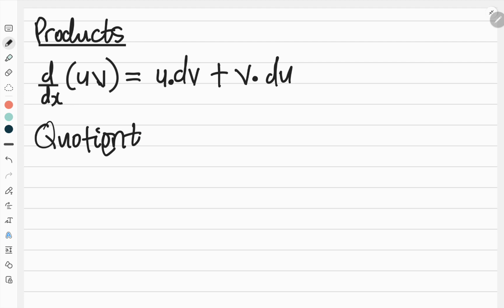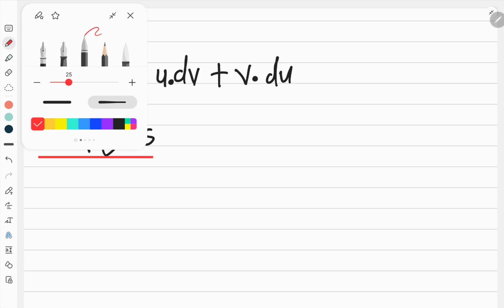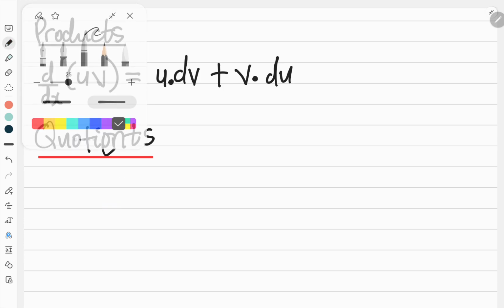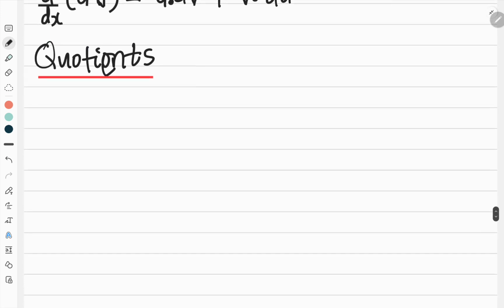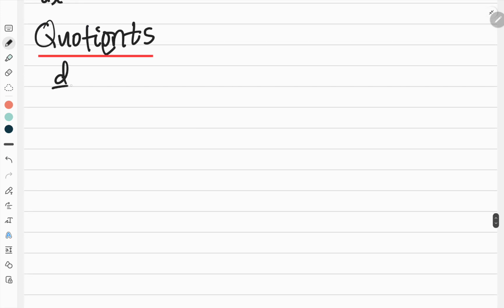And then what's next? Now we are going to deal with quotients. How do we differentiate quotients? By quotients, we are talking of fractions. We want to differentiate a fraction of variables U and V. So how do we do that?